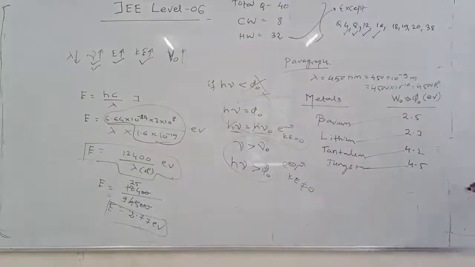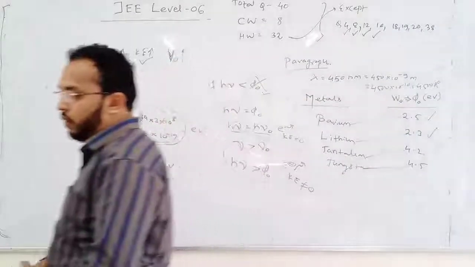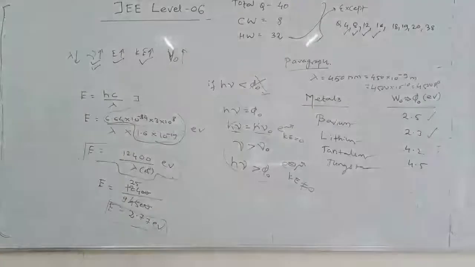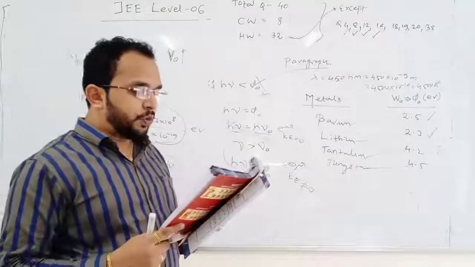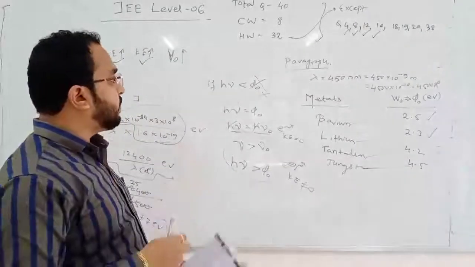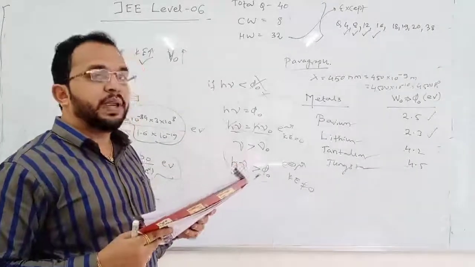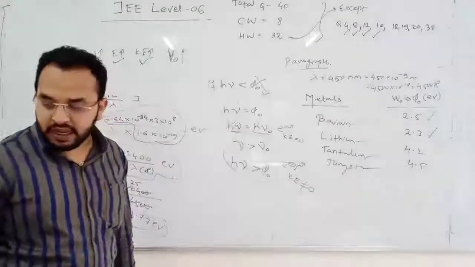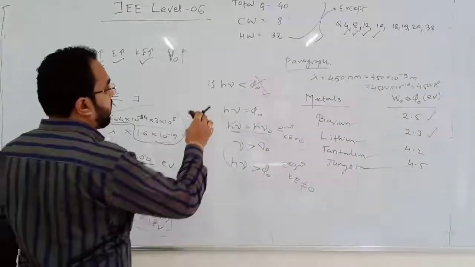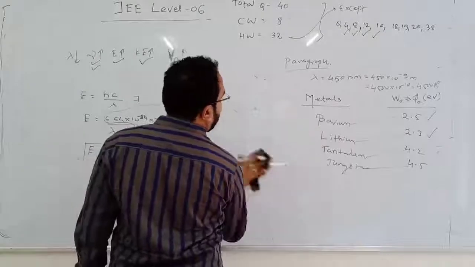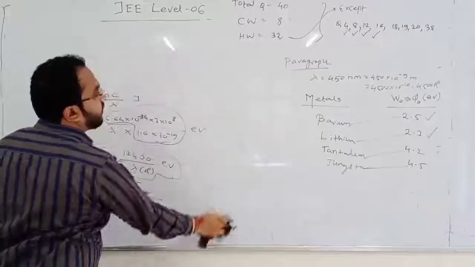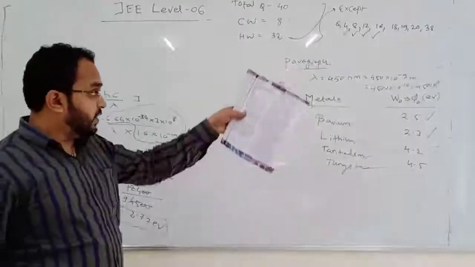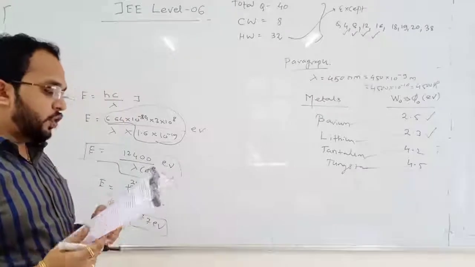2.77 is greater than lithium and barium. So the first question, that is question number 18. Which metal can be used to produce electrons? So there are two metals, barium and lithium. So option B is correct. Option B has barium and lithium. Barium and lithium can be emitted from this light.